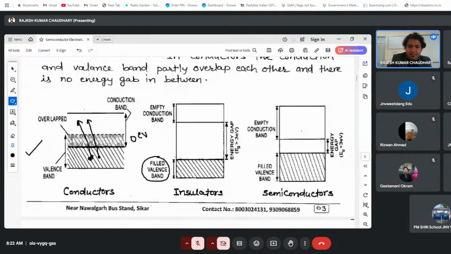Yes, JNV Jorhat, we have already discussed this. Again, please be in the class. Don't leave. After 9:30 we will discuss. The question that you are asking, we have already discussed, but don't worry, we will discuss it again. Please don't leave. After 9:30 we will discuss it.